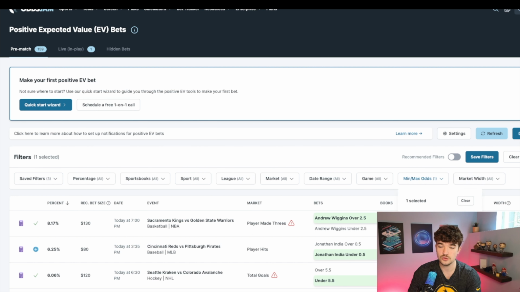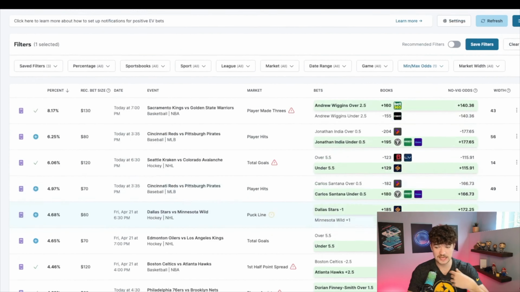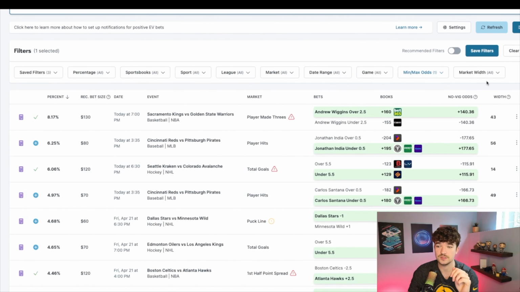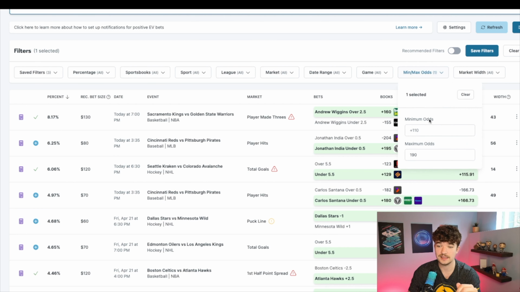You can do max odds and min odds, which is what I like to do. I like to keep the max odds at about 190, and I don't put any minimum odds. I keep the maximum odds, which in general will keep the width low, because like we saw before, when the width is really high, in general the odds are high. So I like to do 190 for the maximum odds.